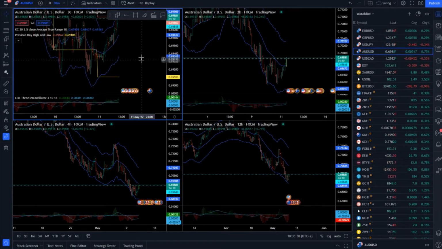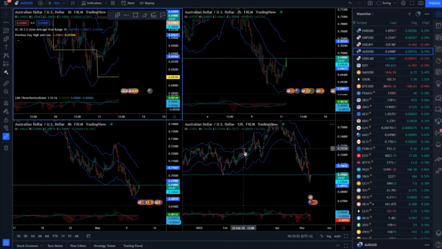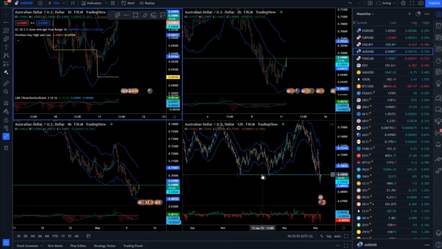If we even clear the low, we also have a strong pivot here, major swing lows from the previous price action. So we're sitting on a major low, and the next major resistance is at 0.7030.